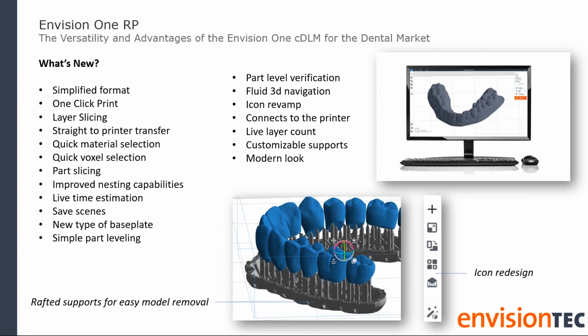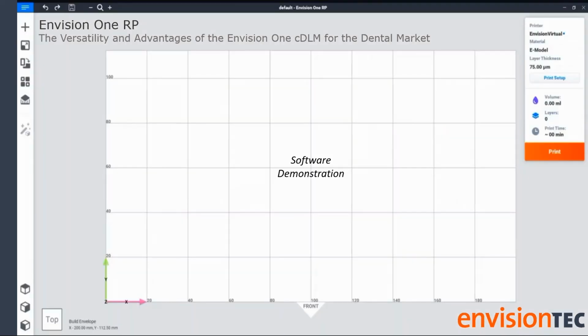Now, as for the software, the Envision One RP software has an all-new and highly intuitive layout. All necessary tools are readily available with no subfolders or tabs needed for 3D printing workflow. You can easily import a part, rotate, add supports, nest, and export as a job file directly into the printer in a matter of minutes. It's easy to use for beginners and advanced users alike. So let's take a closer look at the Envision One RP software with a demo.